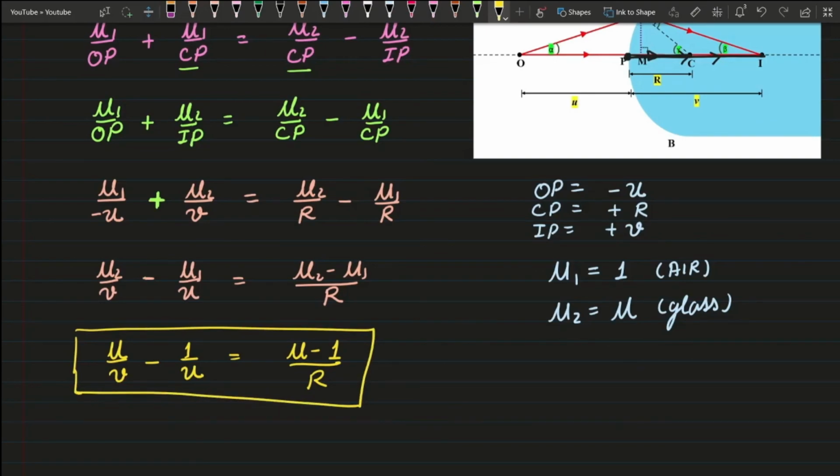This equation we are going to use directly in the lens maker formula, whose link I have also given in the description box. To go to the lens maker formula, just click on the I button on top. Also there is a part 2 of this video in which I have shown when the ray of light goes from denser medium to rare medium. Those two formulas are very important and we will combine them in the lens maker formula video.